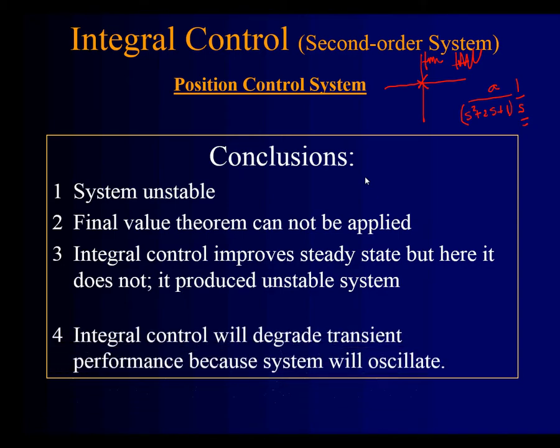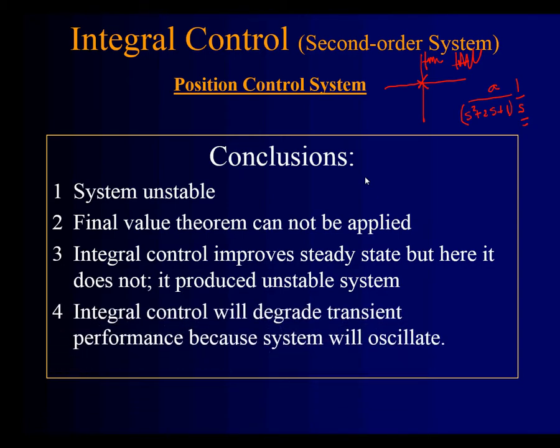That's the point here. Integral control will degrade the transient response because now the system oscillates. So if you want a fast response that is also stable, this is not the thing to do. If it is something where we need to control the position very precisely and the error must not be there, then this is the thing to do. Okay?